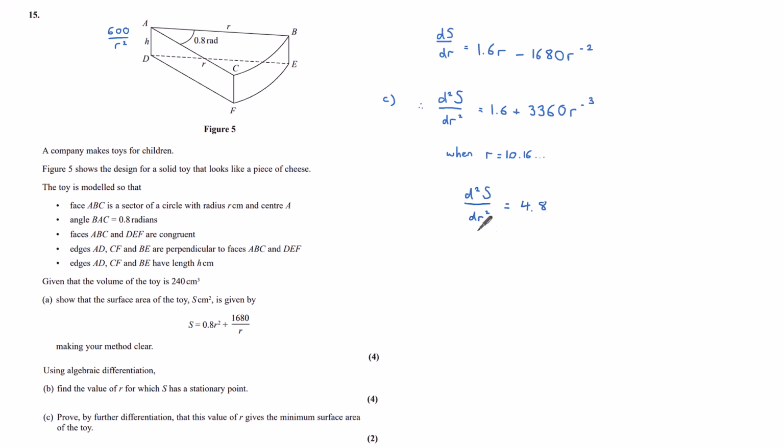The important thing here is that that is positive. And since the second derivative is positive, this is then the minimum surface area. Remember, with second derivatives, a positive value denotes a minimum point, and a negative value would denote a maximum point.